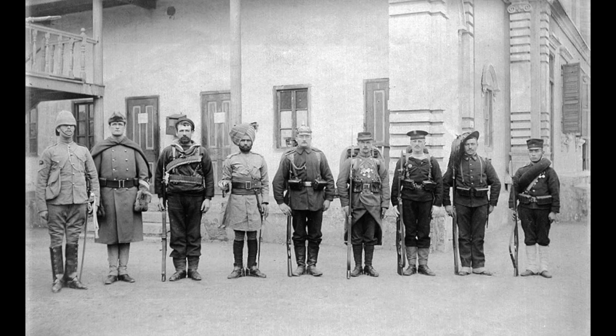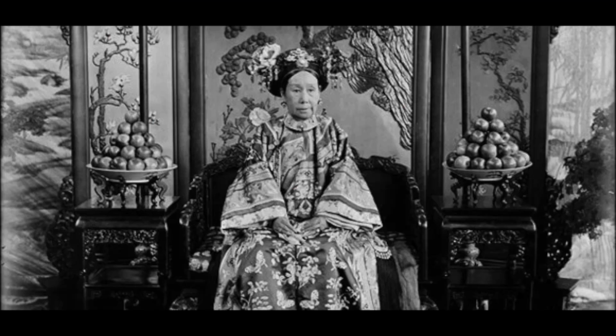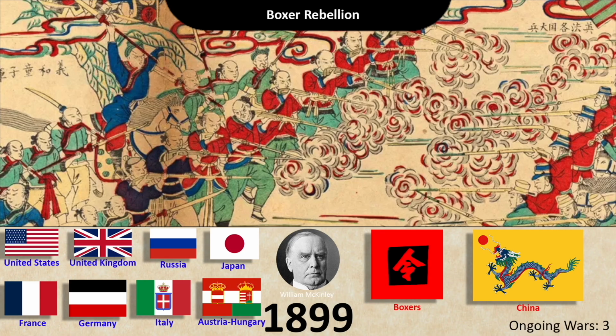As you see, there's a lot of countries involved. And the Empress of China would begin to support the Boxers and issue an imperial decree declaring war on the invading powers. This would basically just split China in half, with half supporting the Boxers and those supporting the foreign powers, which was mostly led by Prince Qing.